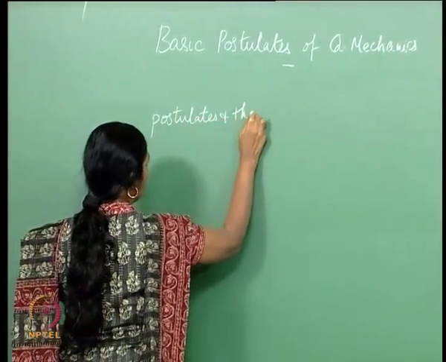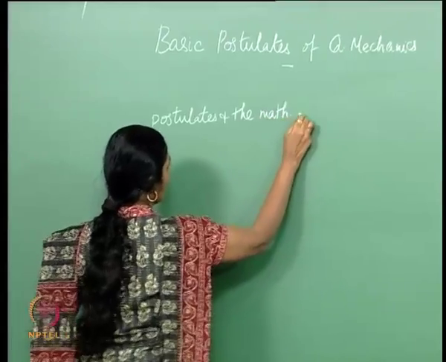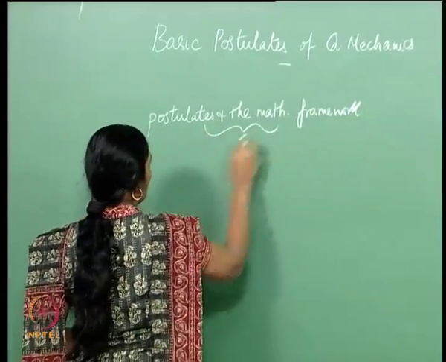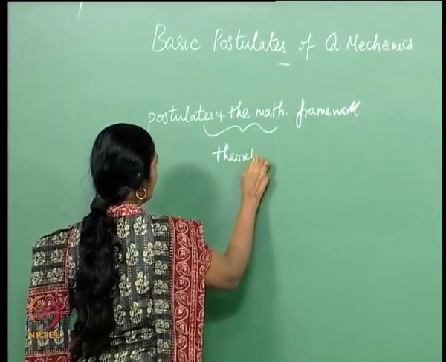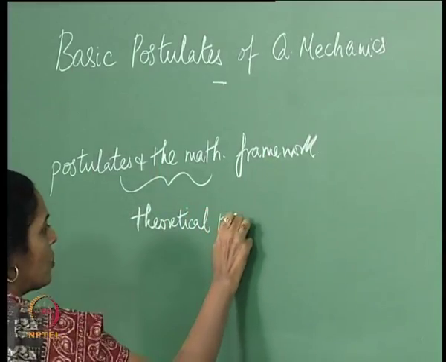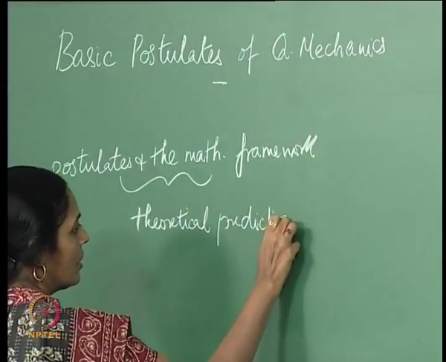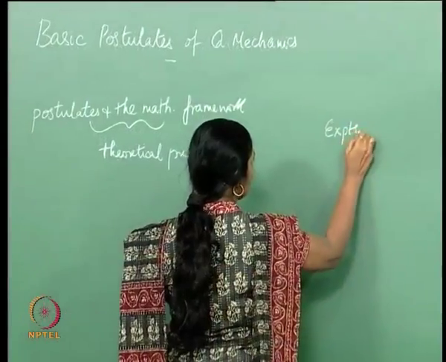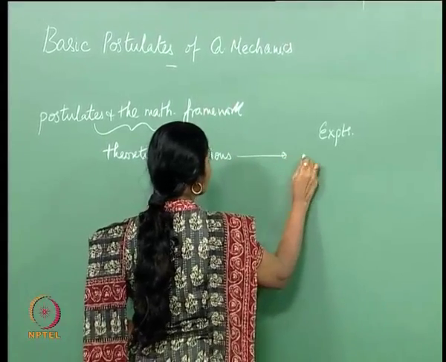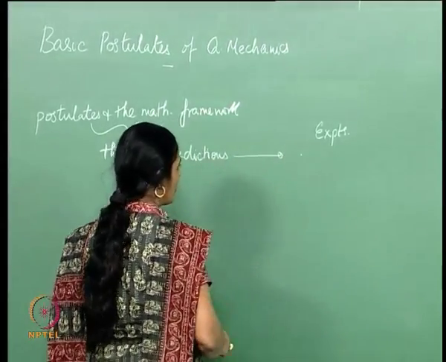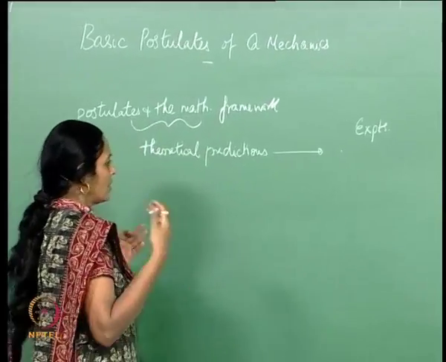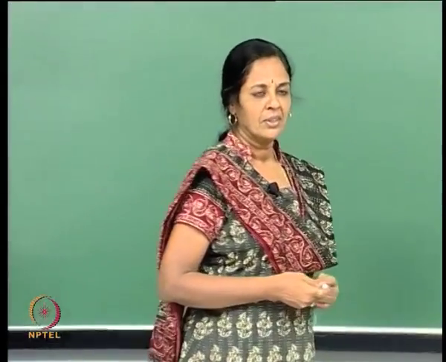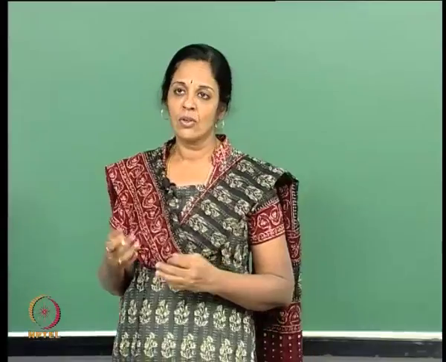and the mathematical framework, you make theoretical predictions based on these postulates and compare with experiments the consequences of these predictions. Now, if the experimental results agree with the theoretical predictions, in a sense, it's an indirect test of the postulates.